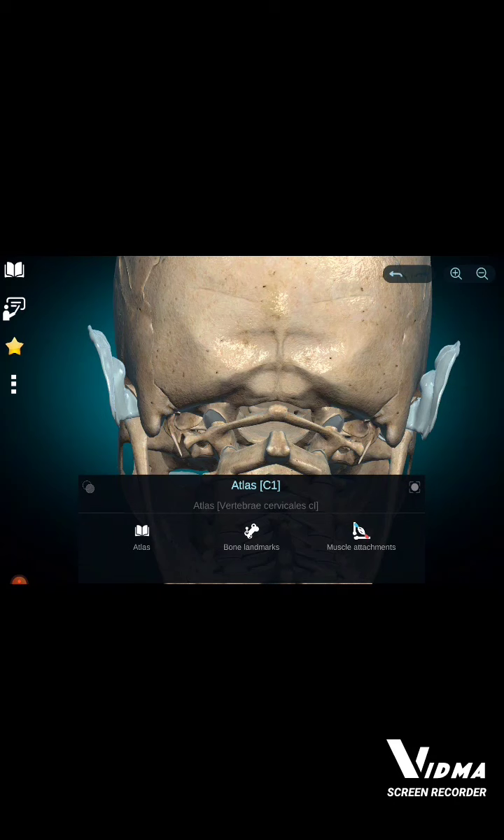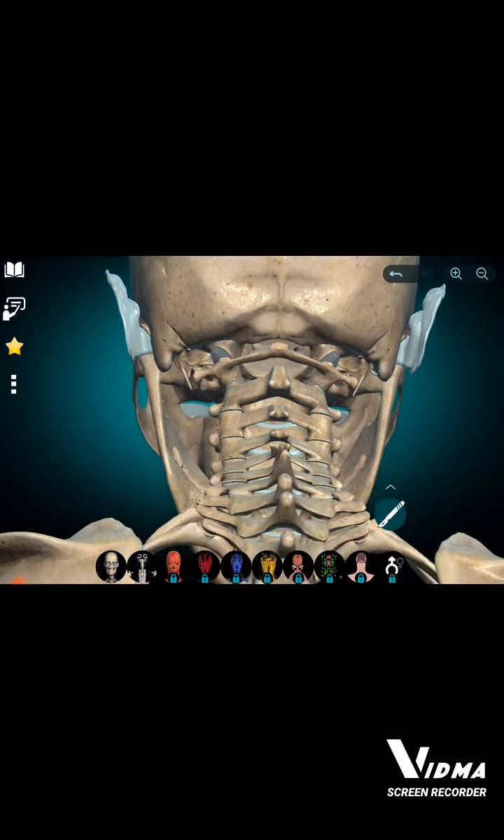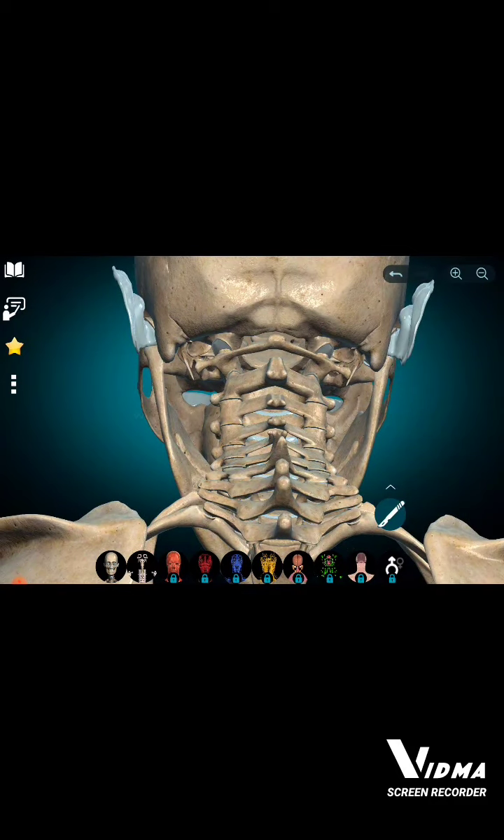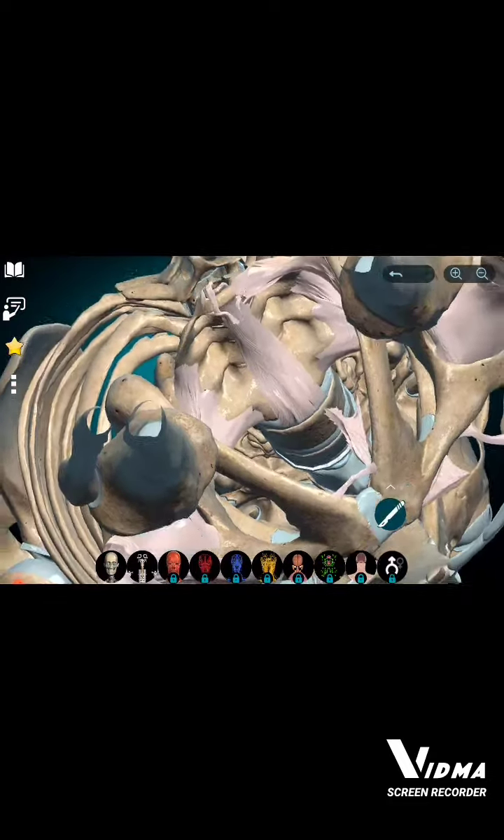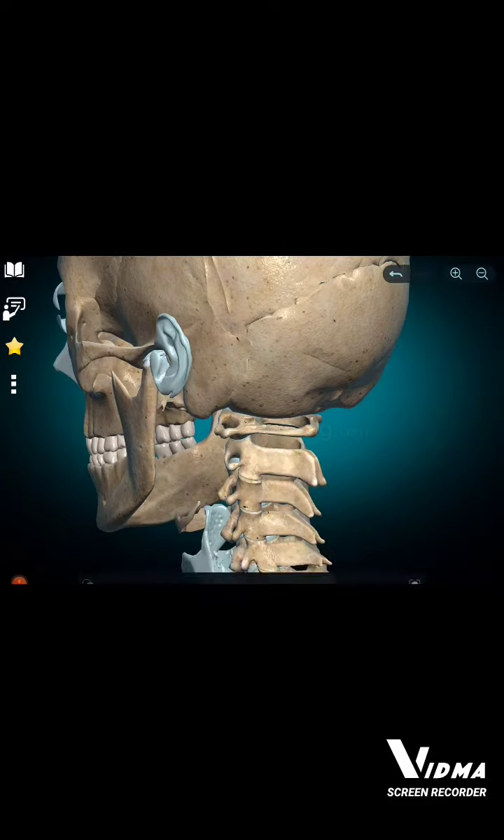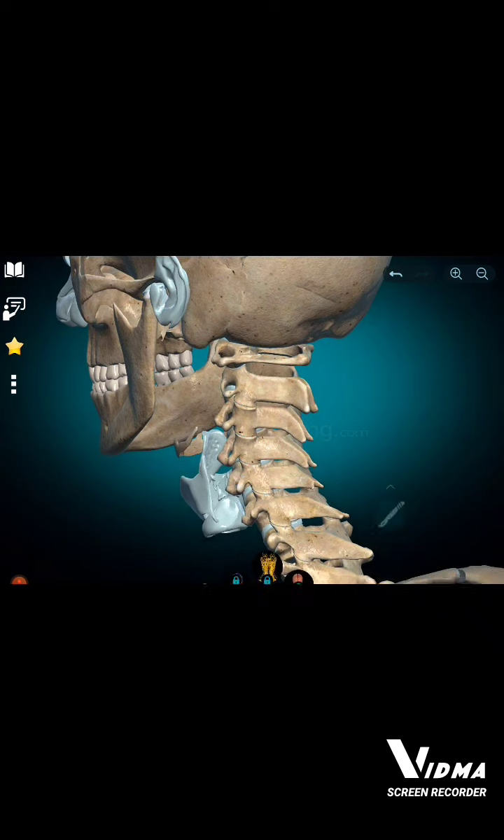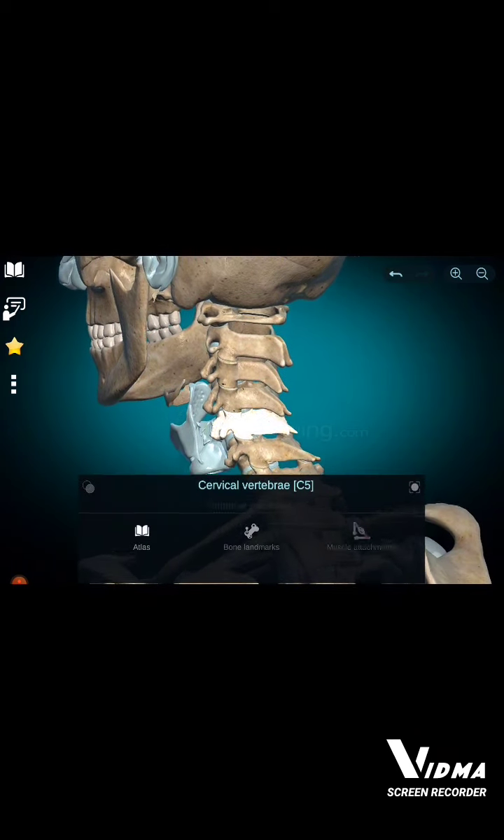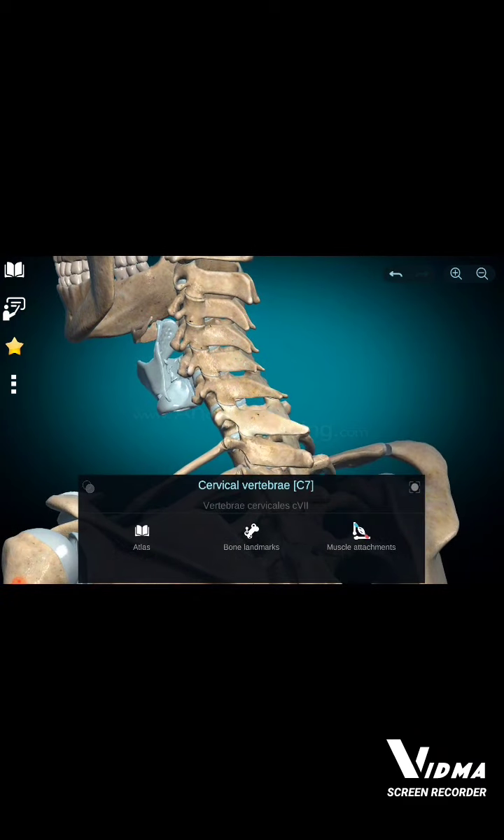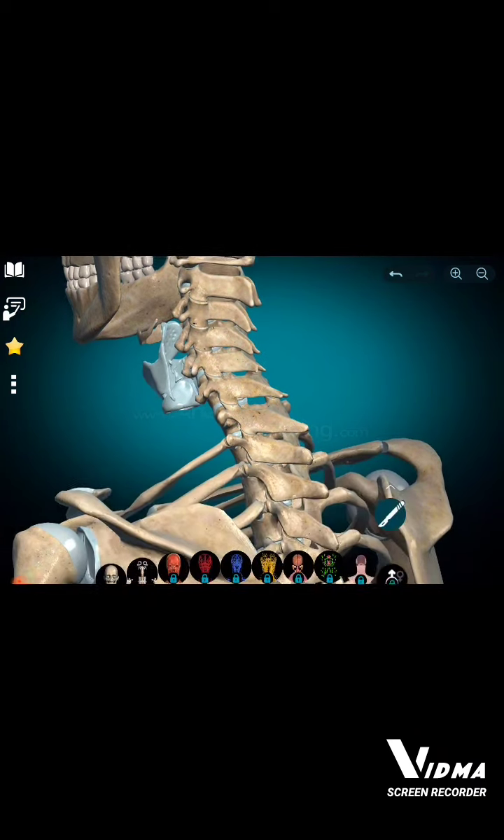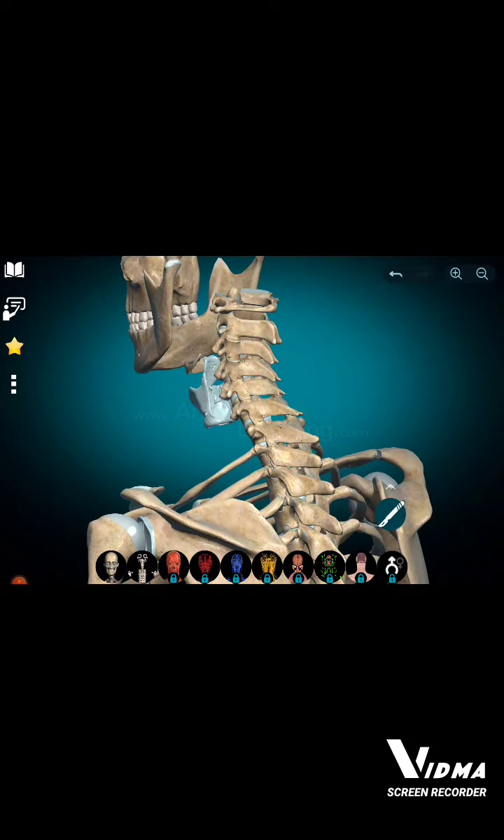In the human vertebral column, the neck region contains 7 vertebrae that are called cervical vertebrae. 1, 2, 3, 4, 5, 6, 7. These first 7 vertebrae present in the neck region are called cervical vertebrae.